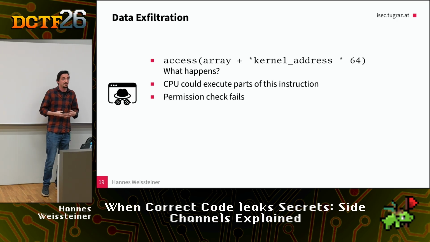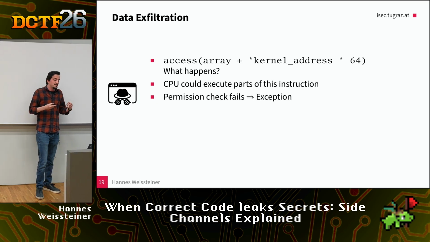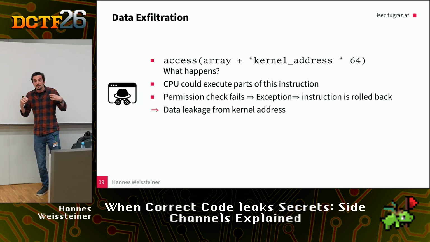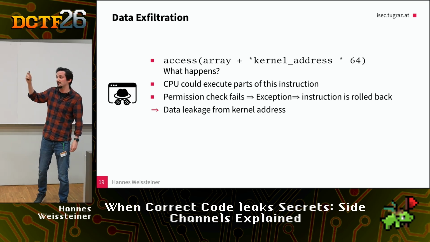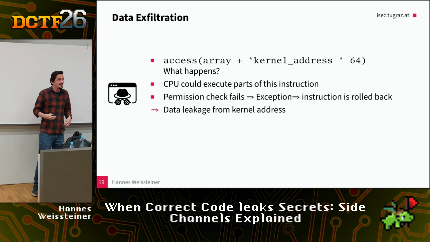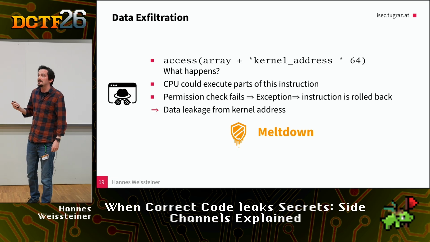Then the permission check, of course, fails. I do not have access to kernel memory, and we get an exception. But we already have stuff loaded into cache depending on the secret value from the kernel. And this looks kind of bad. And it was. This is exactly what Meltdown did.